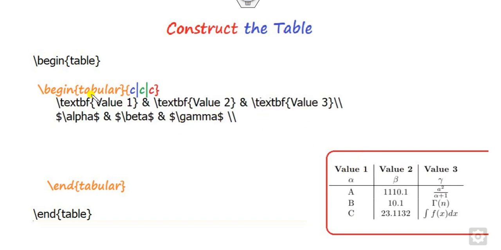It is written in bold, so you can write it as \textbf{value 1}. It appears as bold. This ampersand sign will give you the second value: \textbf{value 2}, \textbf{value 3}. So the ampersand sign is used for moving from one column to another. Now, in order to move to the second row, you have to end the line. So this is the purpose of ending the line.